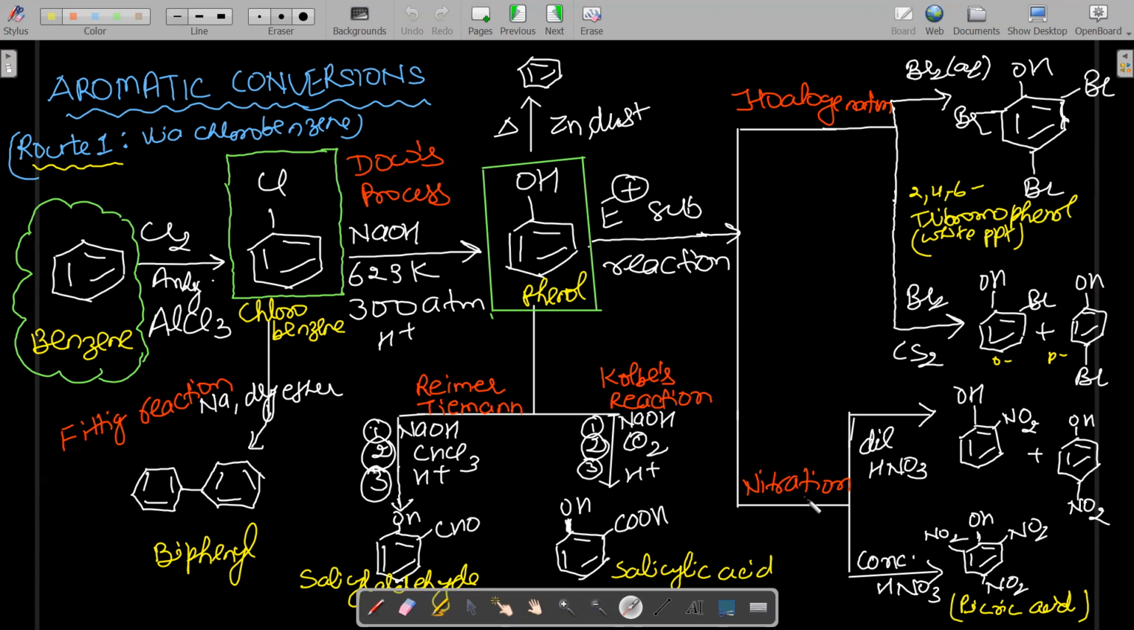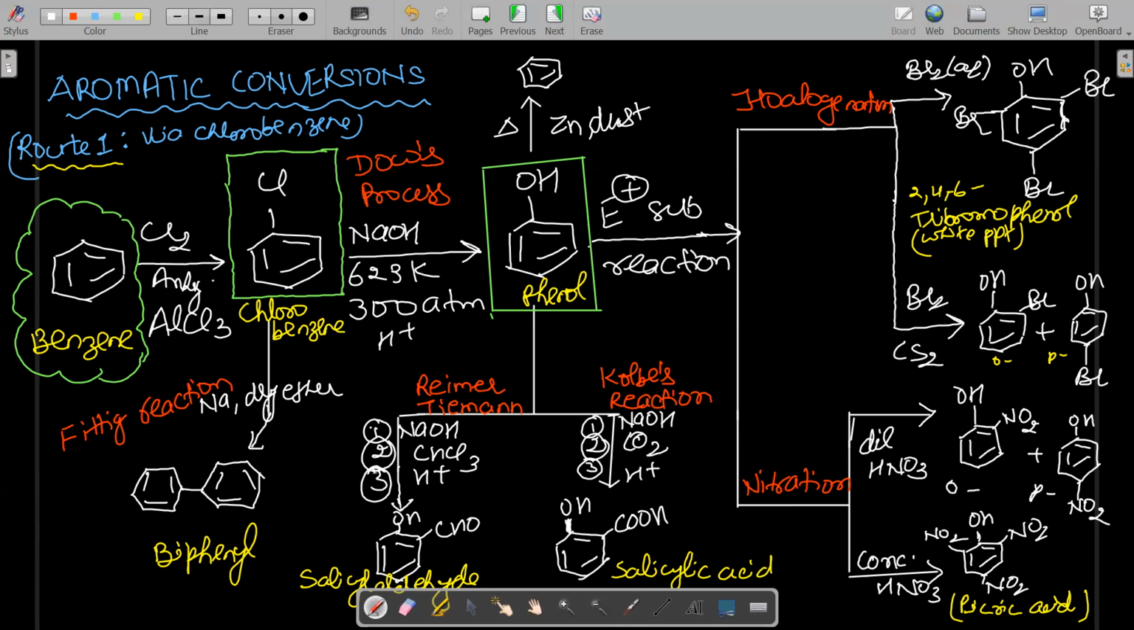Now, the next electrophilic substitution reaction for phenol is nitration. You can see nitration. This nitration reaction occurs with dilute nitric acid and concentrated nitric acid. In dilute nitric acid, there is a formation of two products, ortho and para. So this is the ortho product and this is the para product. So we are getting ortho-nitrophenol and para-nitrophenol.